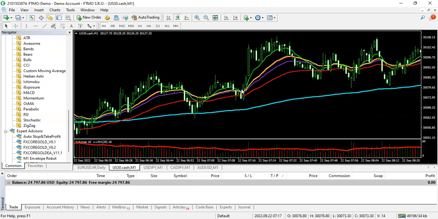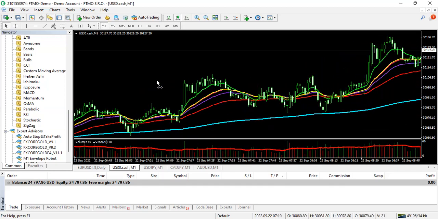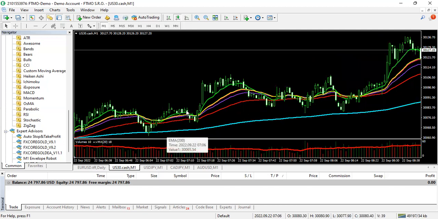Okay. Let me find that move. Actually, this one could work right here. So price crossed the 200. So what are we doing right here?